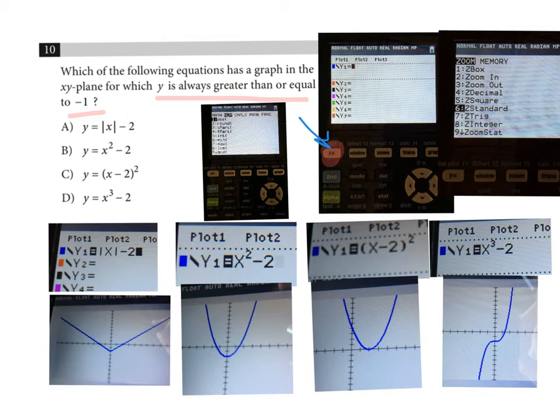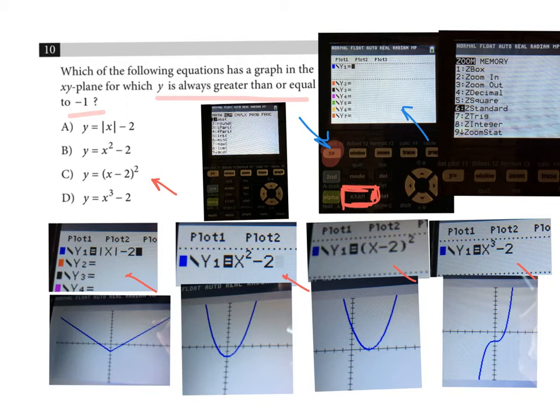When you press that button, you'll see up to 10 different places where you can enter your equations and graph. The button that you use to type in x, because all these equations have x, is this button next to alpha, the x t theta n button. So you're basically going to type in these equations exactly as you see them, using this button next to the alpha as your x button.